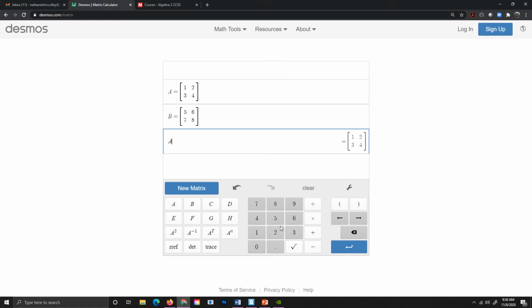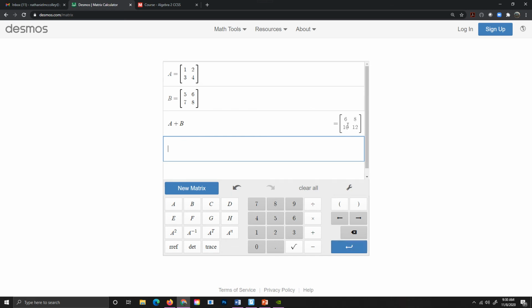So if I go A and then I hit plus and then I hit B, and then hit enter, you can see the 6, 8, 10, 12 that we got in that first one. And if we want to do scalar multiplication, I can just go 3, and then I'll hit A, and we can see the 3, 6, 9, 12 that we got when we did that one. All right, so we'll hit enter here.